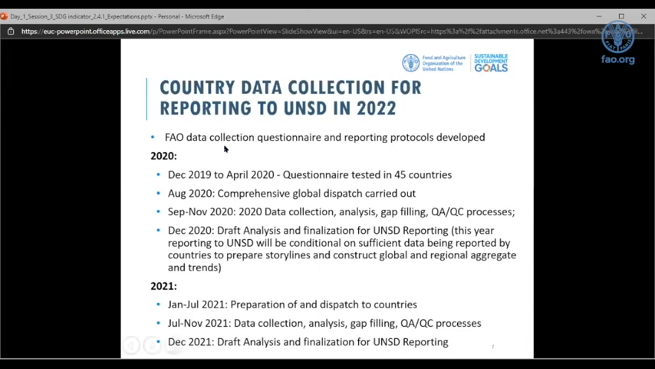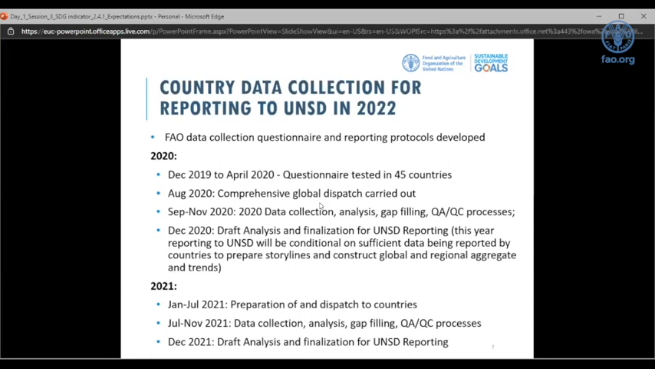So this FAO data collection questionnaire was tested in 45 countries. Soon after testing and revising the questionnaire, we carried out a global dispatch in August 2020. We then carried out data collection, analysis, gap filling, quality assurance, and quality control processes. We drafted the report. We are yet to share it with the UNSG because, if you remember, SDG 2.4.1 has a 3 year data collection cycle. So we are due for reporting to the UNSG in 2022. So we will carry out another round of data collection this year. And after that, we will prepare a report that will be submitted to UNSD, the United Nations Statistical Division.